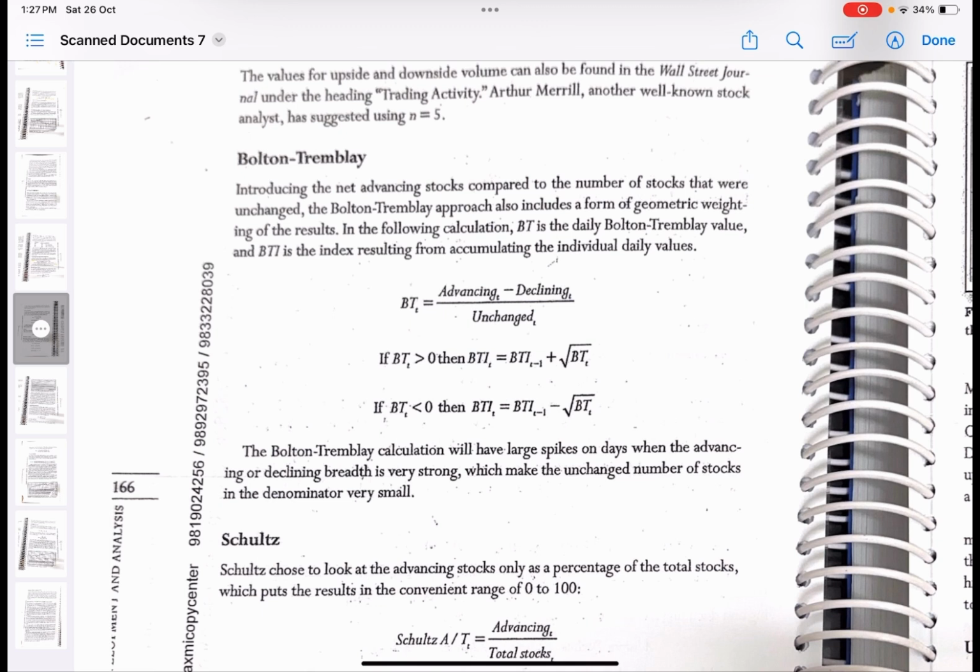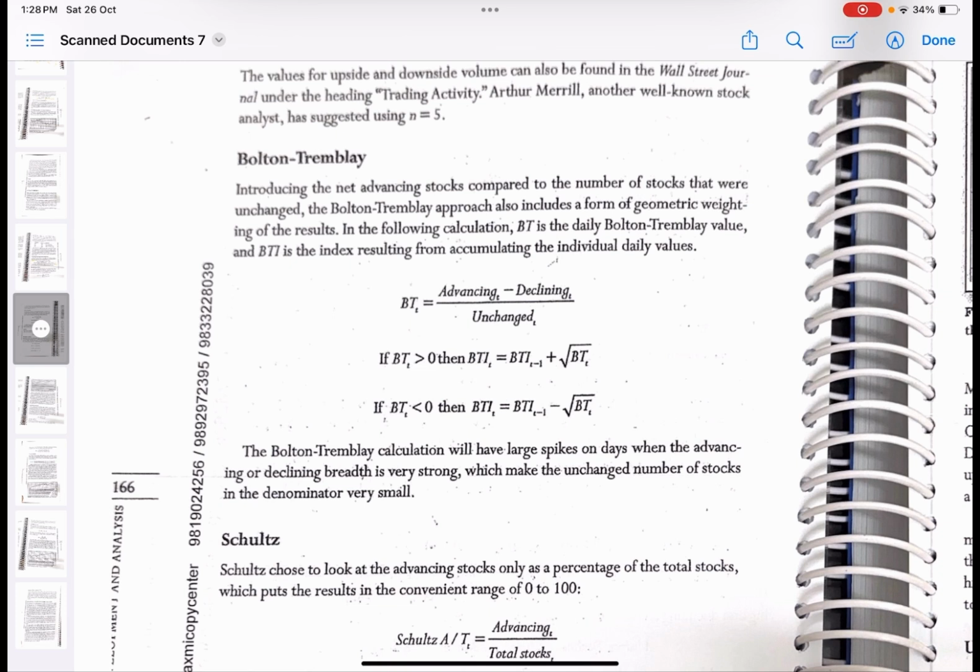If the Bolton Tremblay is more than 0, then Bolton Tremblay of today is basically Bolton Tremblay of yesterday plus the square root of Bolton Tremblay's today. Again, think about it. BTI is basically the index and BT is just the Bolton Tremblay. So in the cases that the Bolton Tremblay is greater than 0, then the Bolton Tremblay index of today is Bolton Tremblay index of yesterday plus the square root of Bolton Tremblay of today. In the case that Bolton Tremblay is less than 0, then Bolton Tremblay index of today is going to be equal to Bolton Tremblay index of yesterday minus the square root of Bolton Tremblay of today.